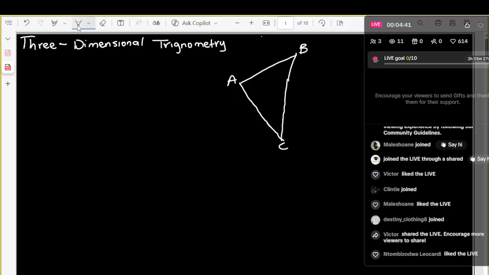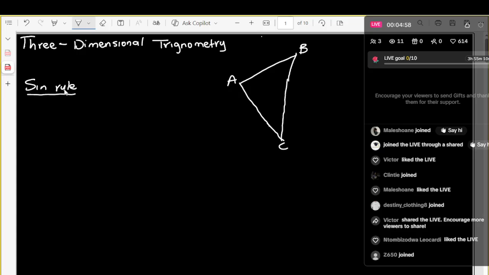So now, let's say the sine rule. In any triangle, we can use what we call the sine rule to find the missing side or the missing angle. So now the sine rule, it goes like this.